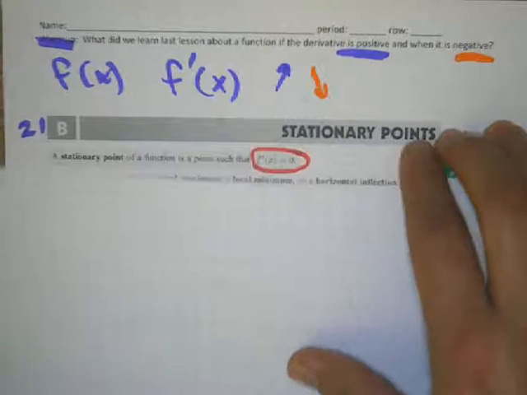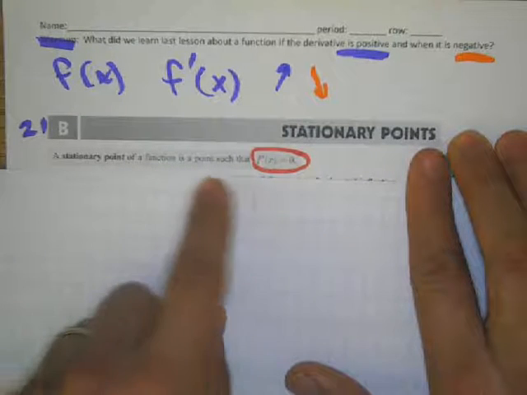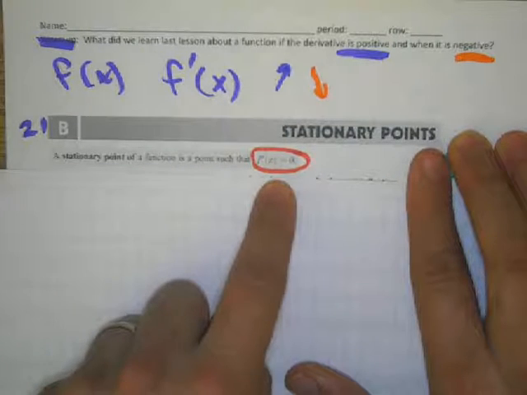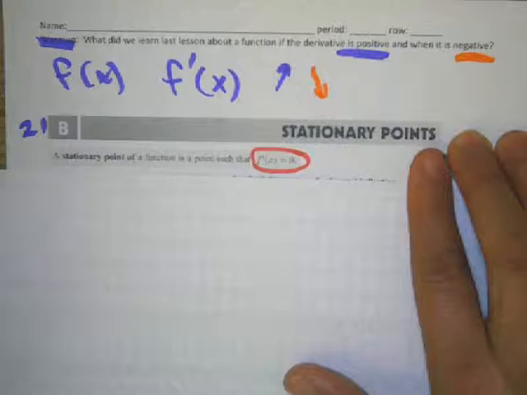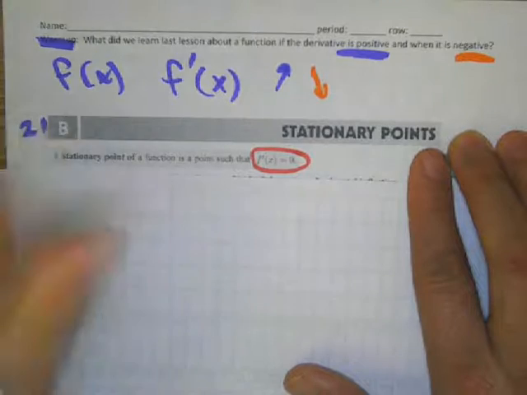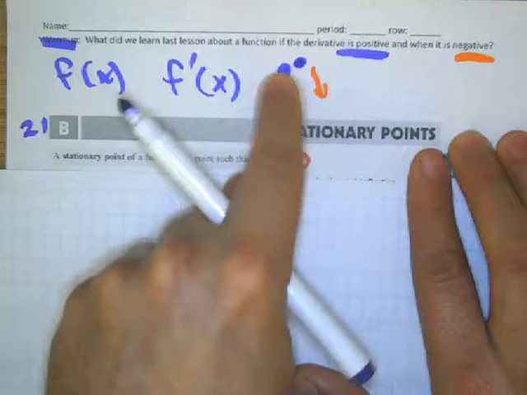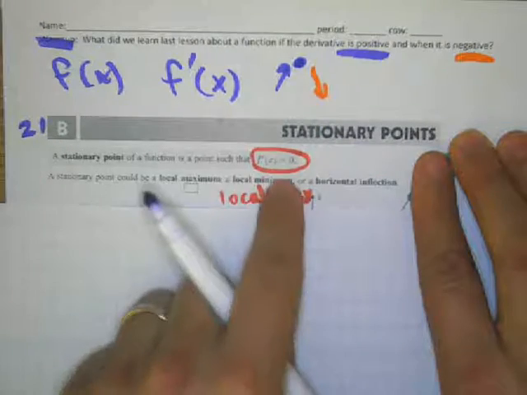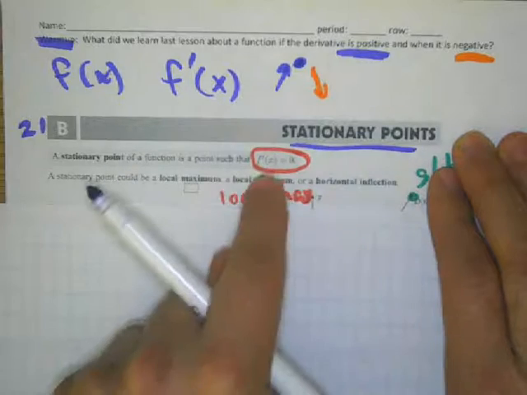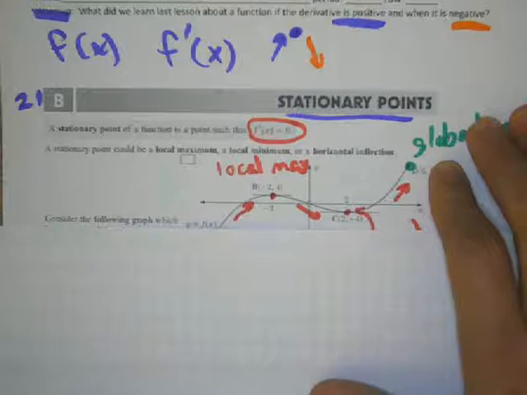Now, let's think about that. A stationary point, by definition, is when the derivative is equal to 0. Now, if the derivative is equal to 0, it's neither going up nor down. So at this particular point, for example, it's neither going up nor down. And whenever you have a stationary point, when the derivative is 0, you're going to have something called maximums or minimums or inflection points. I'm going to talk about that in a second.